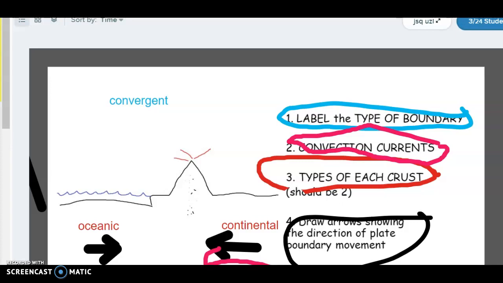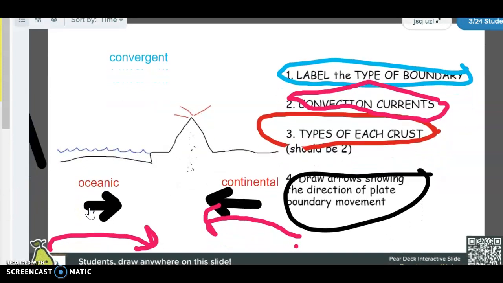Everybody, I just want to take a few minutes to go over the level 3s with you to make sure you understand how to do the drawings that we did today on Pear Deck. Right here, we'll start out. Obviously, we see that there's a trench and a volcano, so we know we have a subduction zone here.